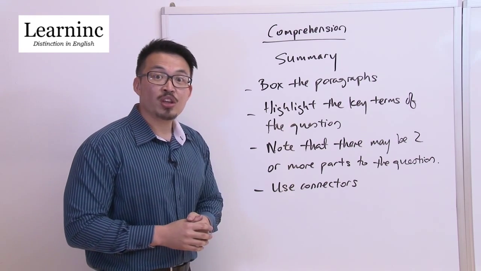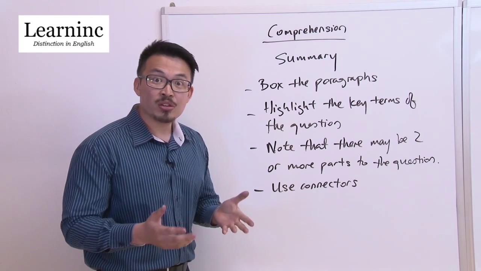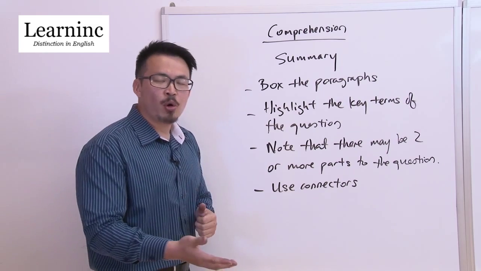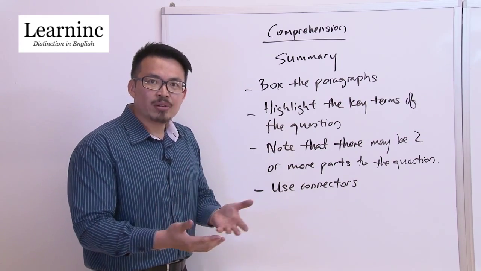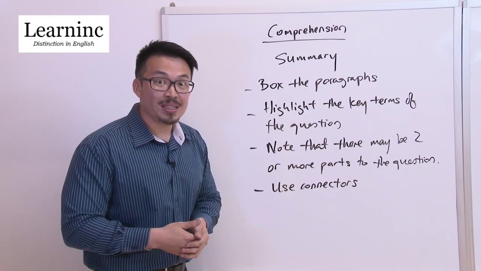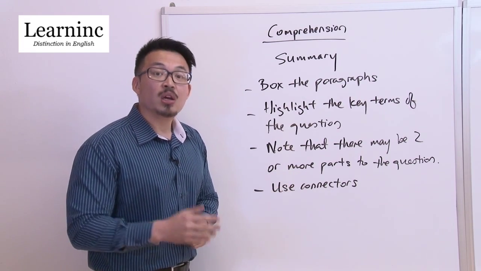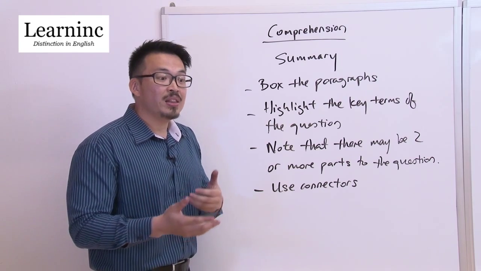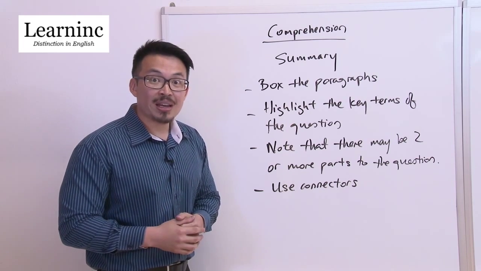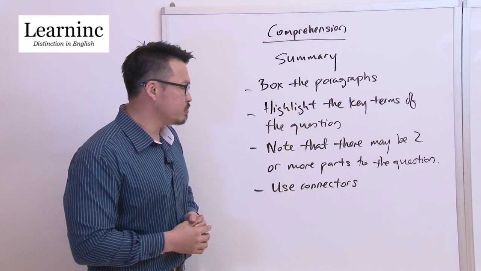You must also try to use connectors as well in your summary. Once you've picked out the points, you'll try to write it out and you'll try to rephrase them as best as you can. Remember, you don't have to rephrase concrete nouns. Concrete nouns means that they are things that you can touch. Abstract nouns are things which you cannot touch.